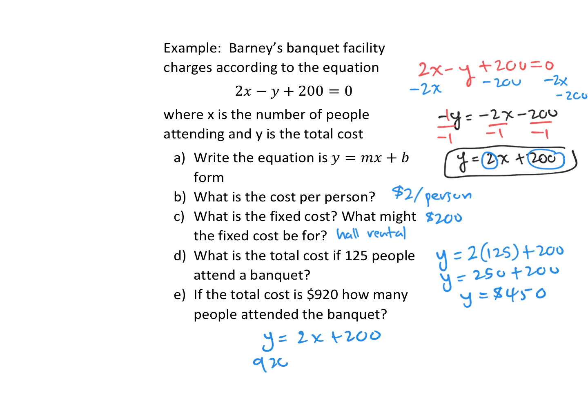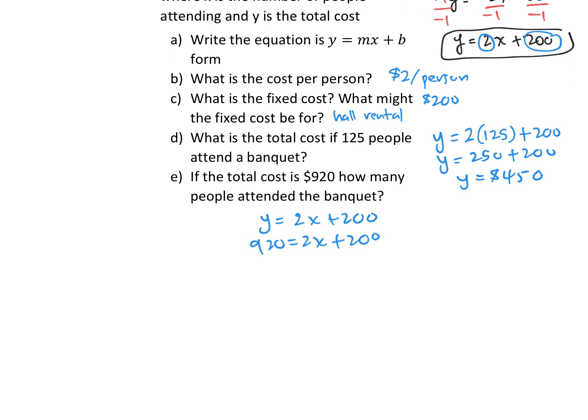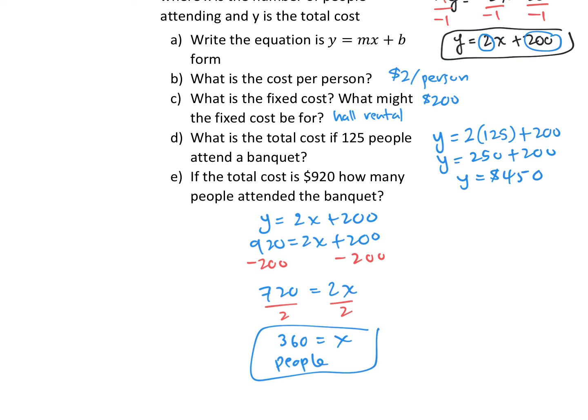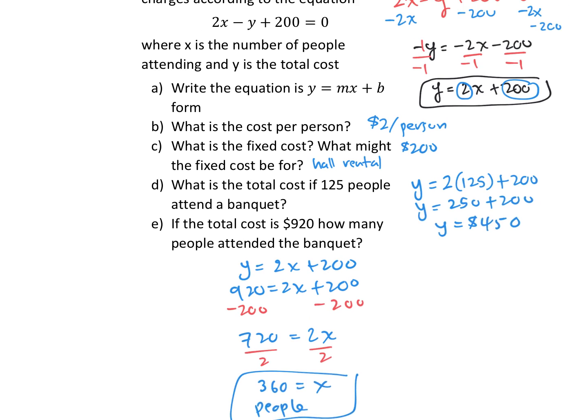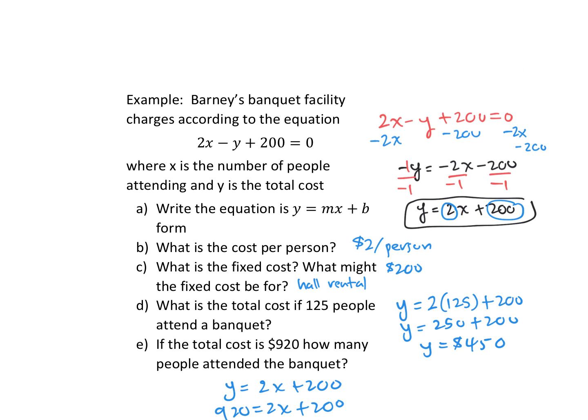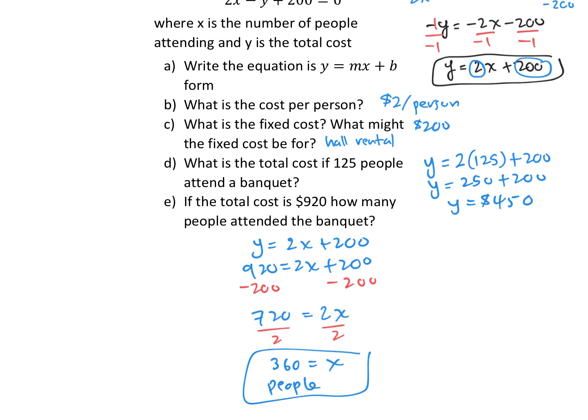So if the total cost was $920, we could determine how many people went to the banquet. So that's why the slope-intercept form is sometimes handy, because it's much easier to use it for solving other questions. So we'll divide by 2. And we get 360 people. So sometimes the intercept method is useful for just graphing, and then sometimes the slope-intercept form is useful if we're asked certain questions about that application.